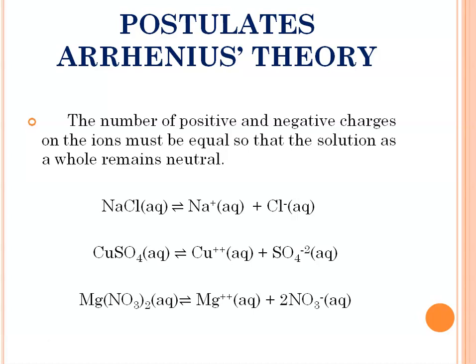Similarly, for magnesium nitrate, which ionizes to give you magnesium ions having a charge of +2, and you have nitrate ion having a charge of -1, but you have two such nitrate ions which gives you two negative charges, and therefore the solution is neutral.